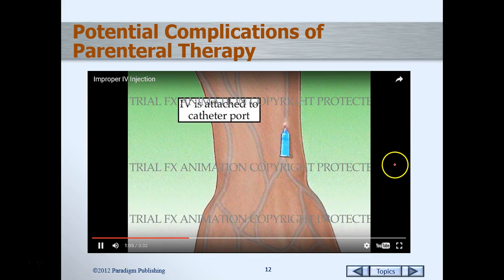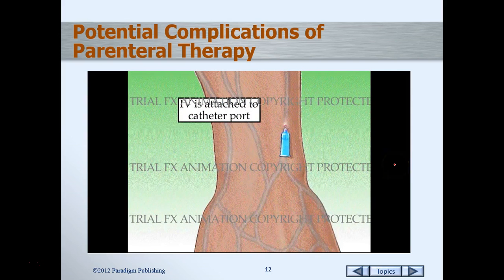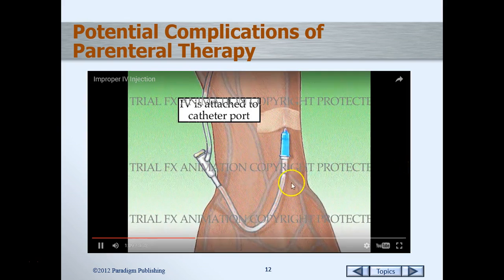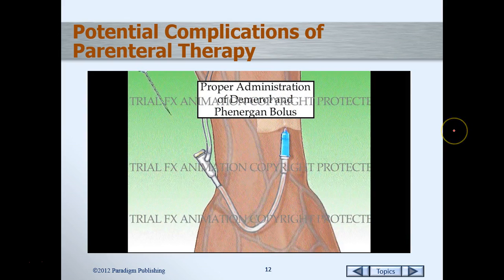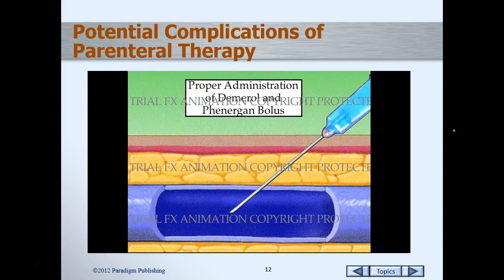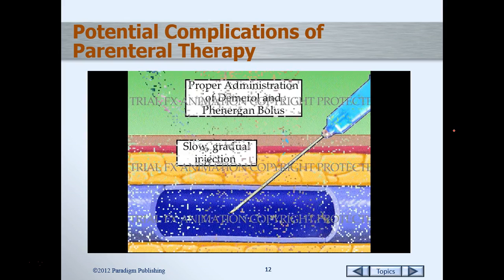So there's the catheter port in place in the hand and the attachment of tubing. So they're going to give the illustration of giving a bolus dose using an IV push using a syringe and the effects as administration is done properly. So this one is a slow, gradual injection. You see the medicine come out and it flows through the vein, and everything stays normal.